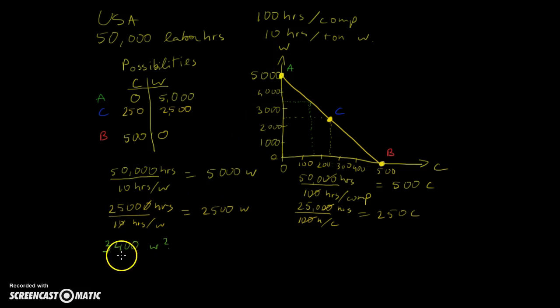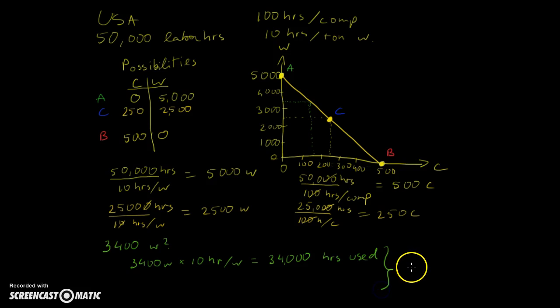All right, so let's start this way. 3,400 tons of wheat. How many hours will it take to produce 3,400 tons of wheat? 3,400 tons of wheat times 10 hours per ton of wheat. That's going to take us 34,000 hours. Let's say hours used. Okay? Now, how many total hours are available? 50,000 hours are available.